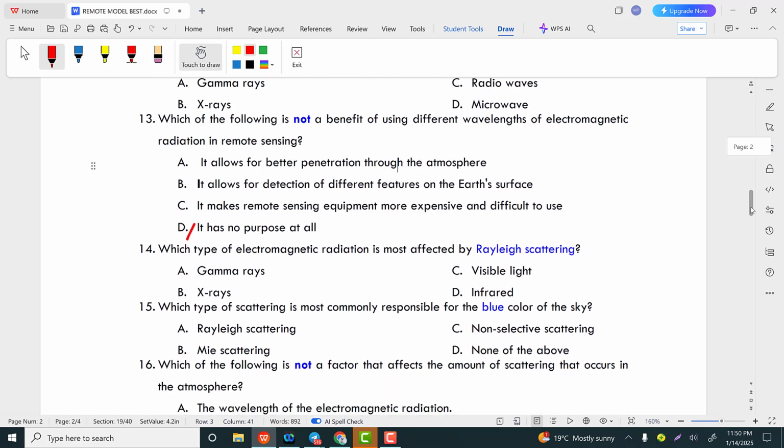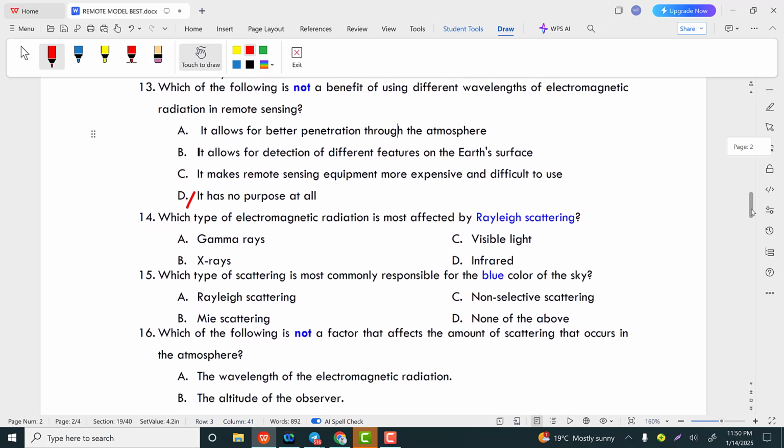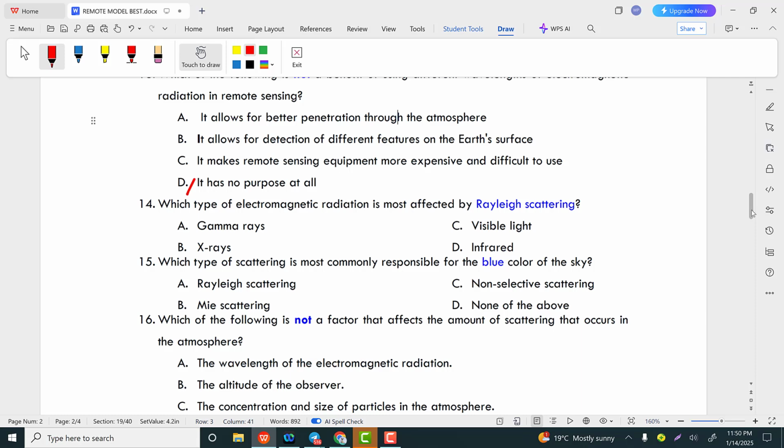Question number 14. Which type of electromagnetic radiation is most affected by Rayleigh scattering? Scattering is the unpredictable diffusion of incoming solar radiation by different objects found in the atmosphere. So there are three types of scattering: Rayleigh scattering, Mie scattering, and non-selective scattering. So Rayleigh scattering occurs when the size of particles found in the atmosphere is much smaller than the wavelength of the incoming solar radiation or electromagnetic radiation.